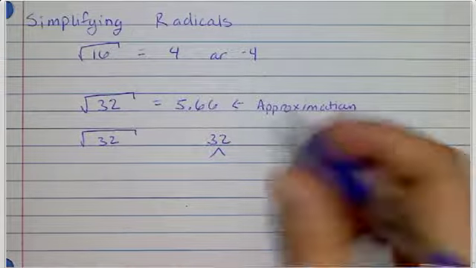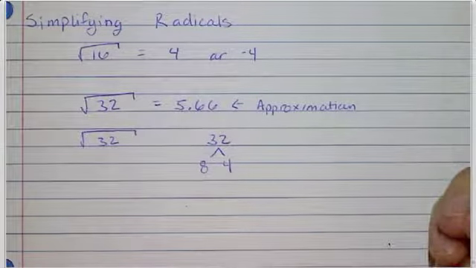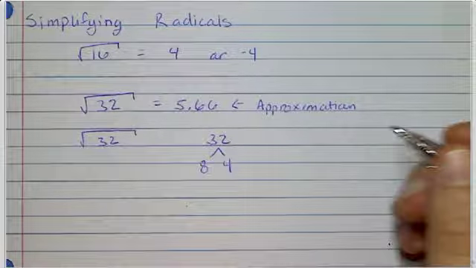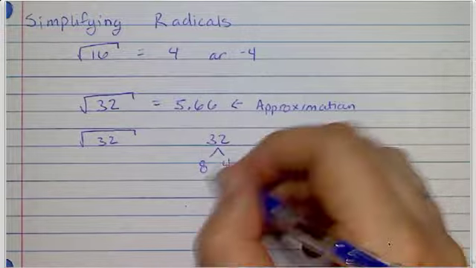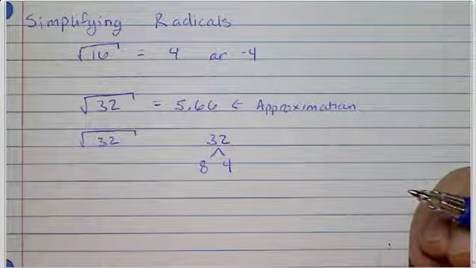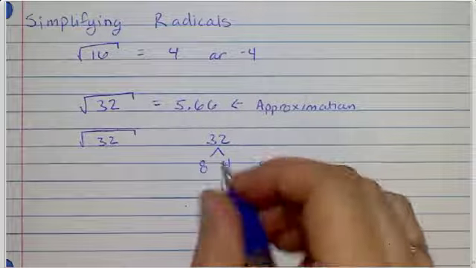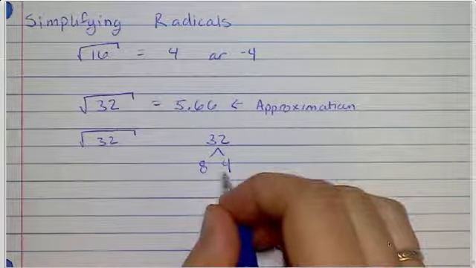8 and 4, right? So I can do 8 and 4. I could have done 16 and 2. Don't do 32 and 1 though, because that's not going to get you any further down to having this completely broken down, because you'll still have 32, right? So don't use 1 when you're doing a prime factorization. Okay, so neither of these two numbers are prime, right?